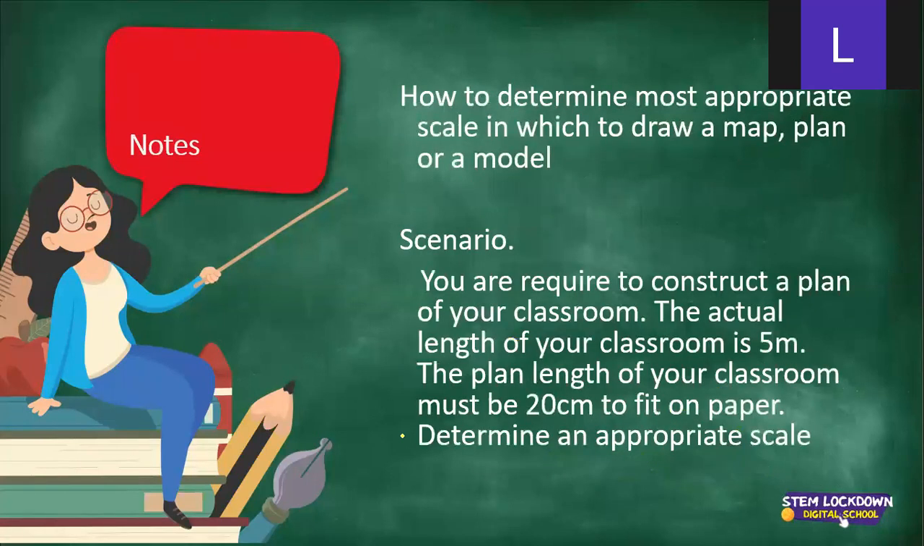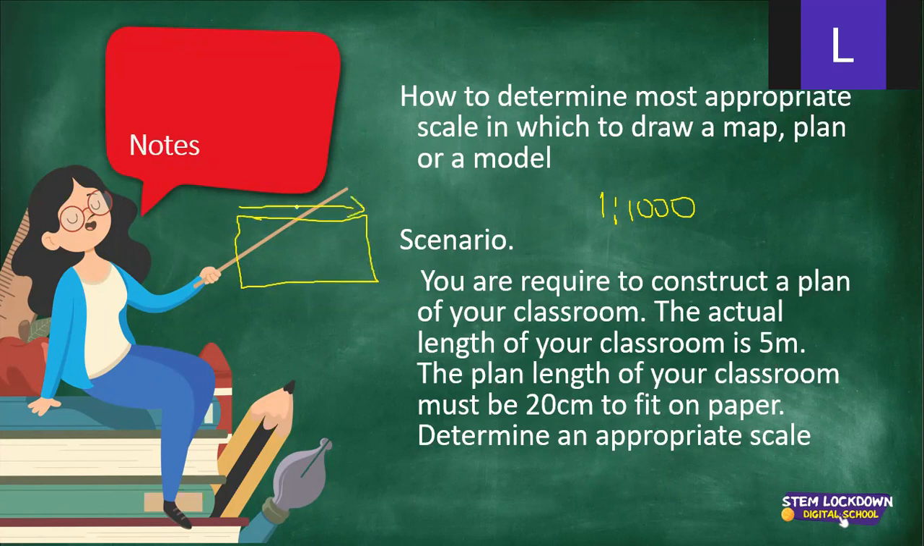Okay, now the next question of this lesson is I want to show you how to actually determine the scale, right? How to design your own scale, to make your own ratio scale, written in this format. Here's a scenario. You are required to construct a plan of your classroom, right? So this is your classroom. The actual length of your class is 5 meters. The plan length of your classroom must be 20 centimeters. Let's say there's your paper.